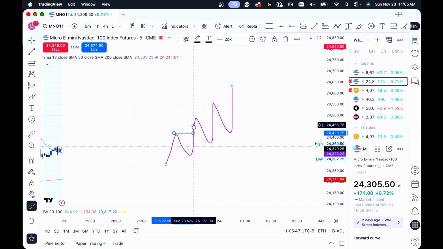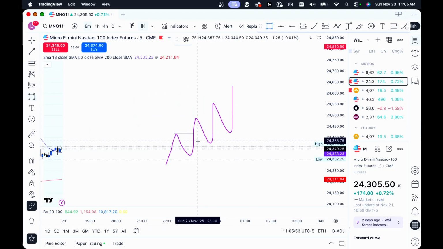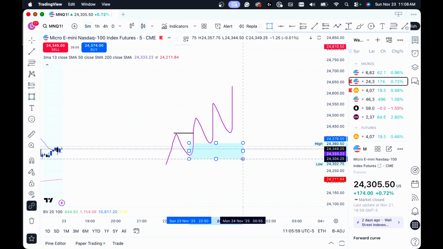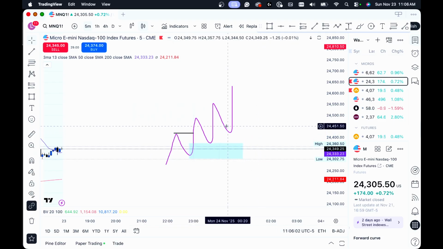Price needs to go past this structure and break it. Then you form your demand zone, which would be right here, right? When price breaks its structure, you wait for your demand zone. Price is gonna pull back into demand and take off. This is your money shot.